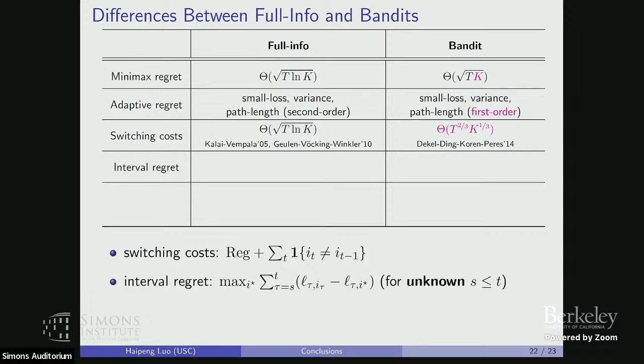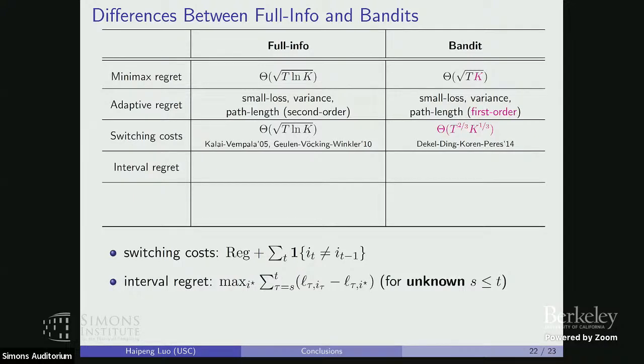Another thing is the interval regret that I hinted at earlier. Standard regret competes with the best arm over all time. So now let's look at interval regret, which competes with the best arm on some interval. For any interval from S to T, let's look at the regret only for that interval. This is useful for a dynamic environment where you don't have a fixed arm that's good overall.